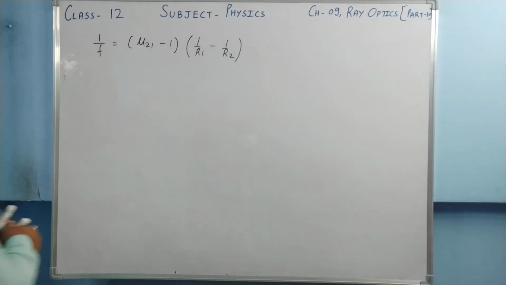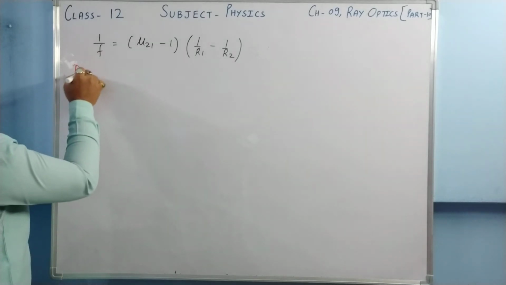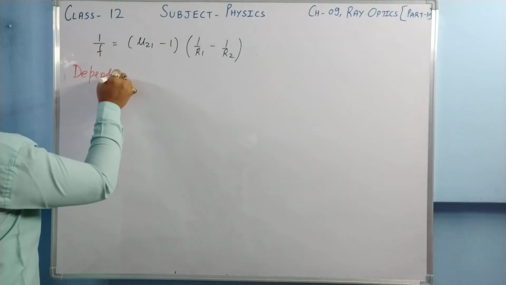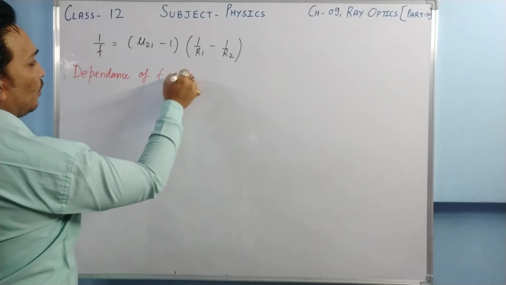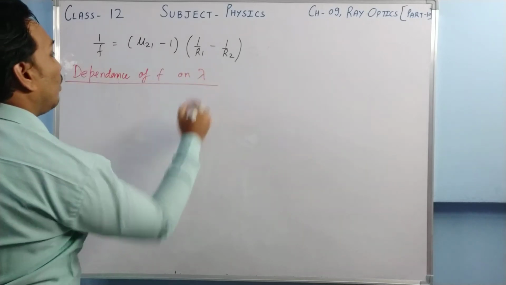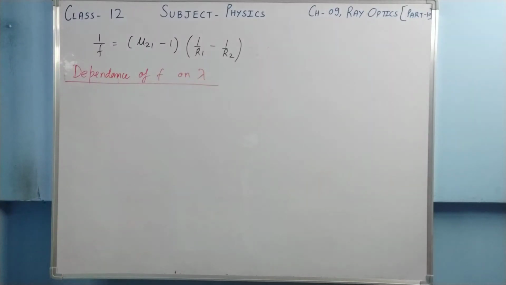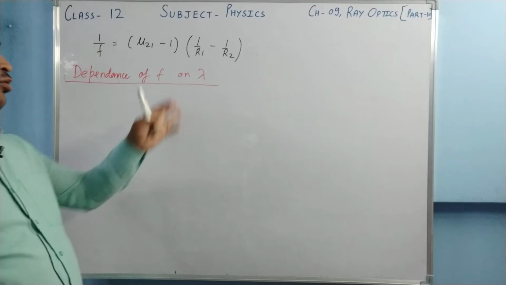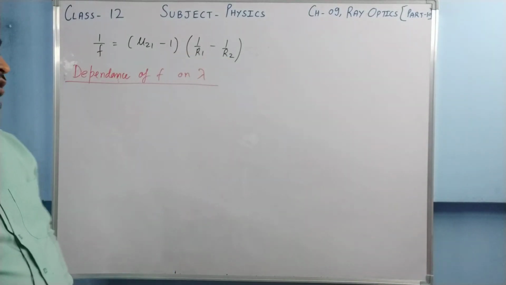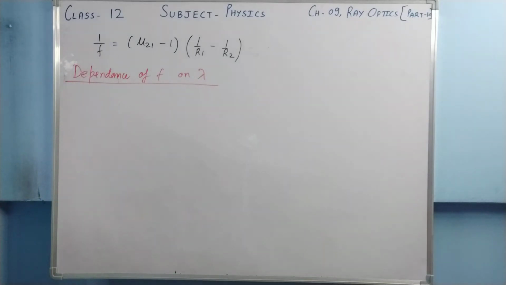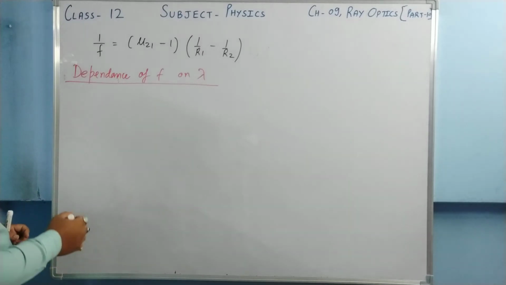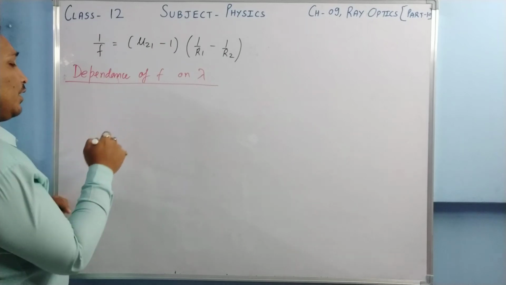Now let us try to understand the dependence of f on lambda, the dependence of focal length on the wavelength of the light used. Since wavelength has nothing to do with the radius of curvature, these are the physical parameters. The wavelength of light is what we are giving to the lens for formation of image. So basically this wavelength has something to do with refractive index.